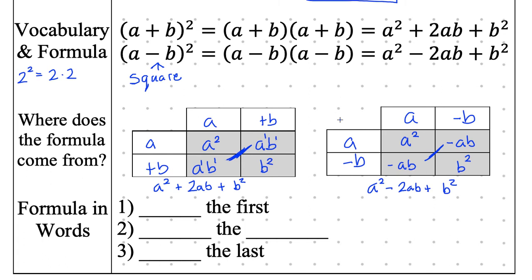You're going to square the first, double the product, square the last. Oh man, if you do that too many times, you're going to fall asleep. Square the first, double the product, square the last. Everyone with me, ready?